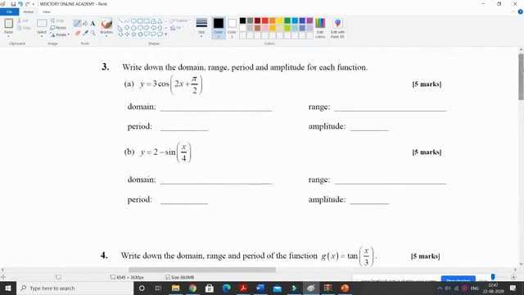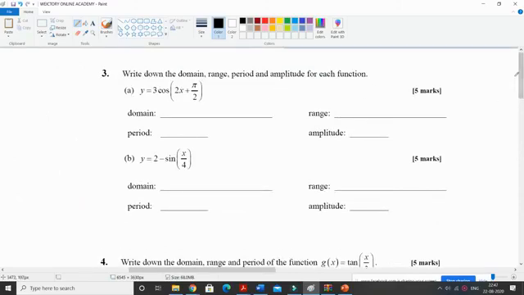Now let's move to question number 3. So it is asking domain, range, period and amplitude for each function. Okay, so let's find out the domain. It's a cos function, 3 cos of 2x plus pi over 2. So this talks about the shift. So this shift by pi over 2 towards left. This talks about the amplitude. Okay, this talks about the period.